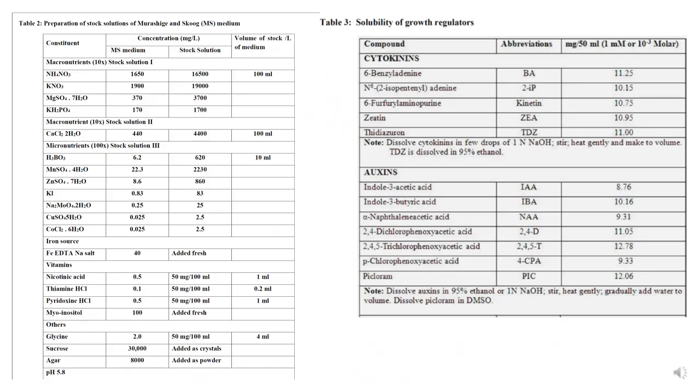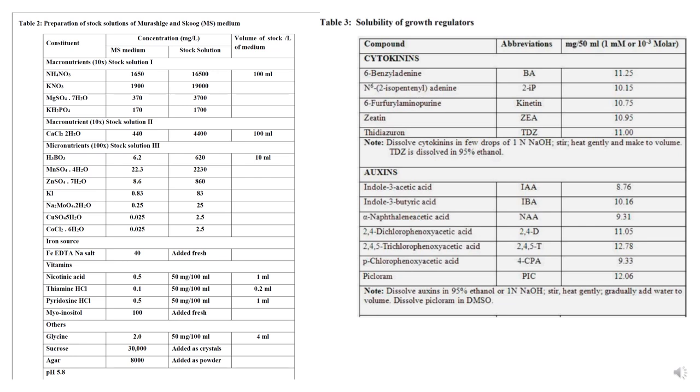So in this slide, you can see table 2 and table 3. In table 2, you can see that the first column is the constituent, the second column is the concentration which is given in milligrams per liter of MS medium, that is your Murashige and Skoog medium. The third column is your stock solution, and fourth is your volume of stock. So what does that mean? It means that suppose we are taking macronutrients, and suppose we have made macronutrients in 10x stock solution.